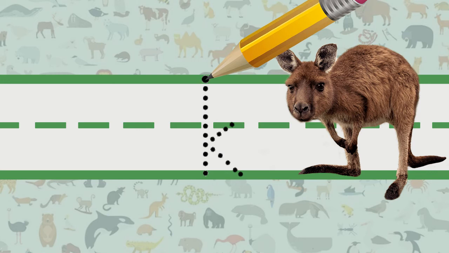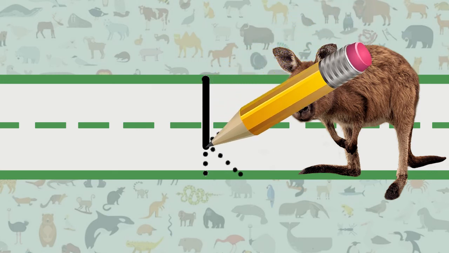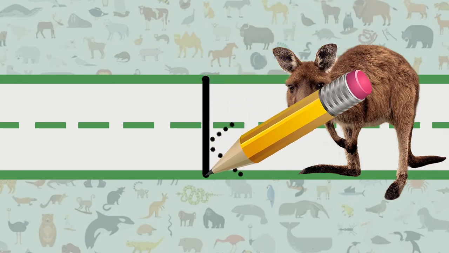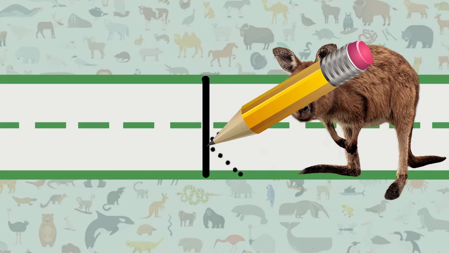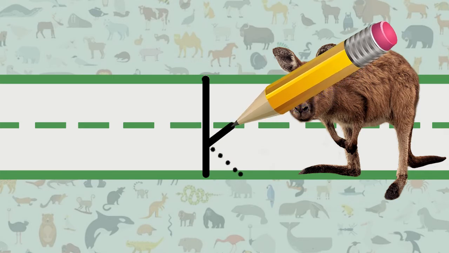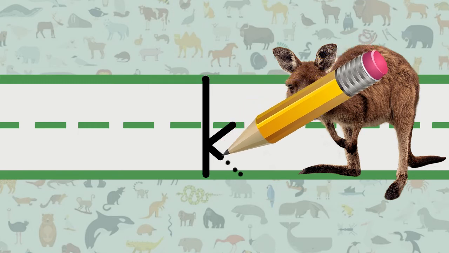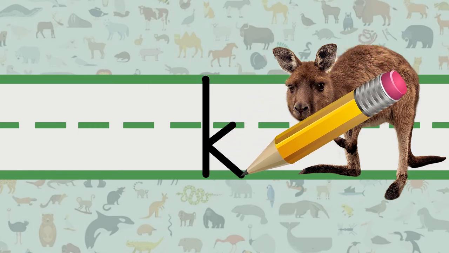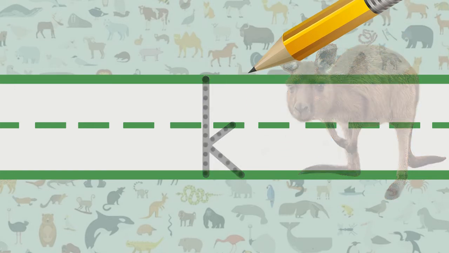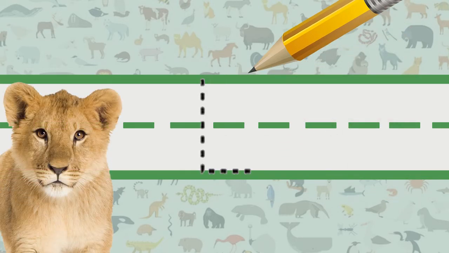Start at the top and draw a straight line down to the bottom. Then go below the middle and draw a diagonal line to the middle. Then go below the middle and draw a diagonal line down to the bottom. Good job! Let's write the letter L.